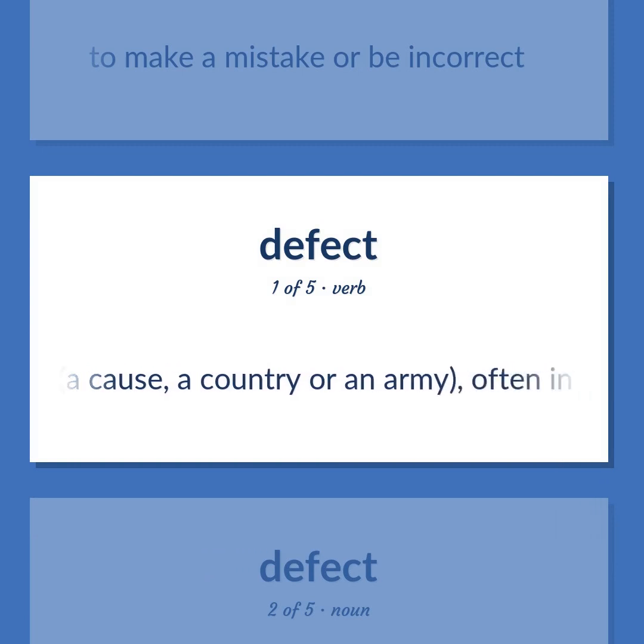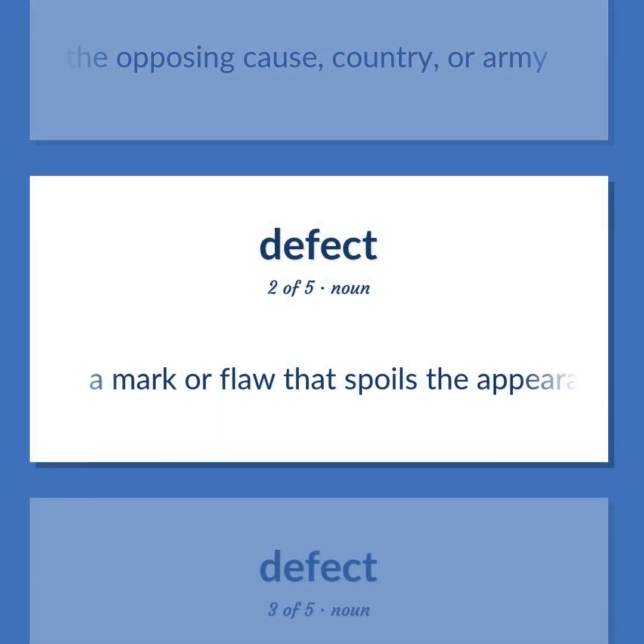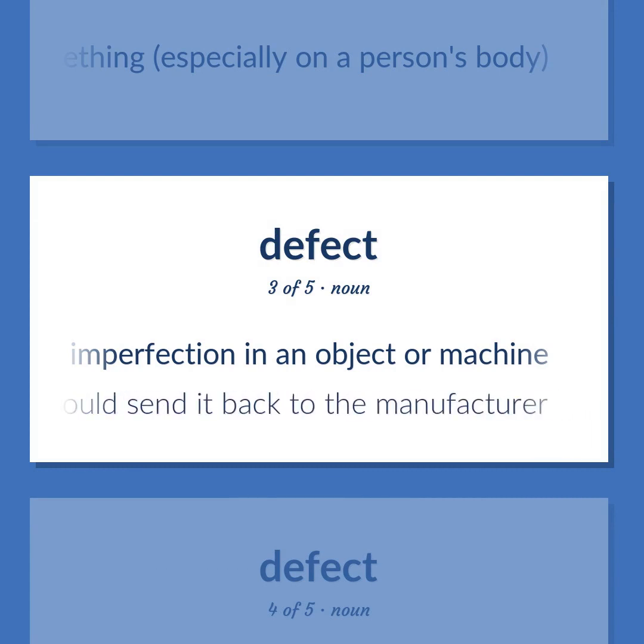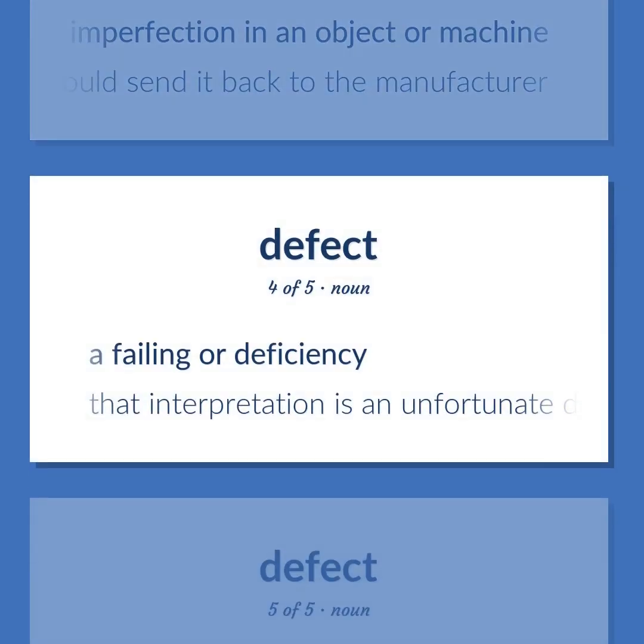Desert a cause, a country or an army, often in order to join the opposing cause, country, or army. A mark or flaw that spoils the appearance of something, especially on a person's body. An imperfection in an object or machine. If there are any defects, you should send it back to the manufacturer. A failing or deficiency. That interpretation is an unfortunate defect of our lack of information.